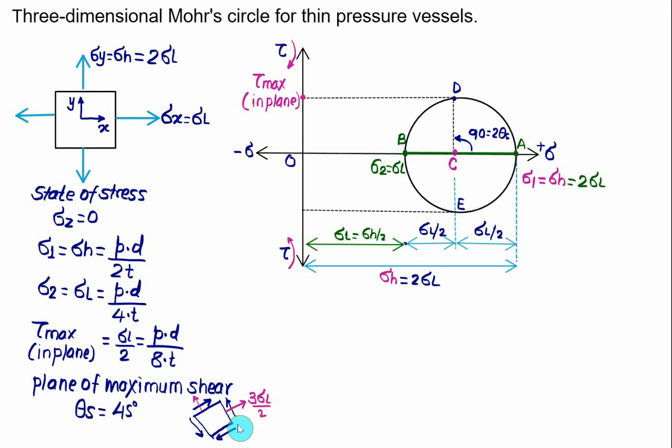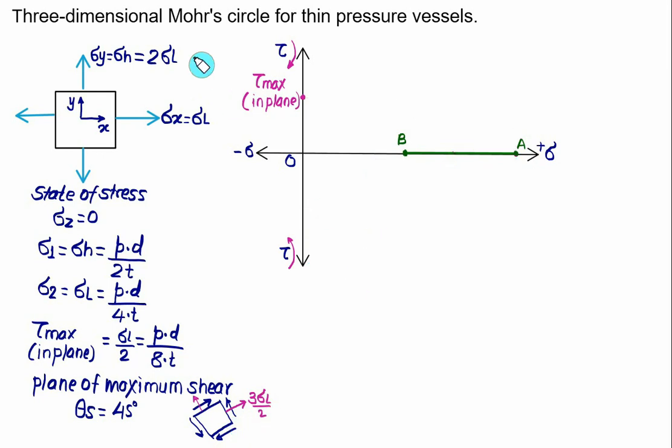In the case of a three-dimensional Mohr circle for the thin pressure vessel, the horizontal axis represents here the three principal stresses, that is the longitudinal stress equal to sigma x.